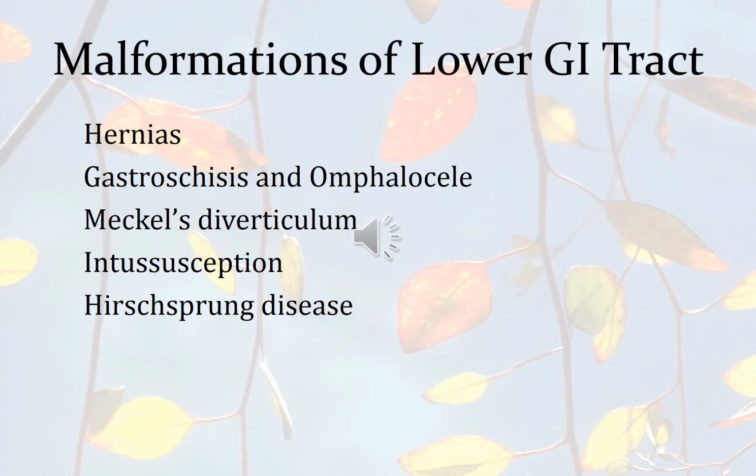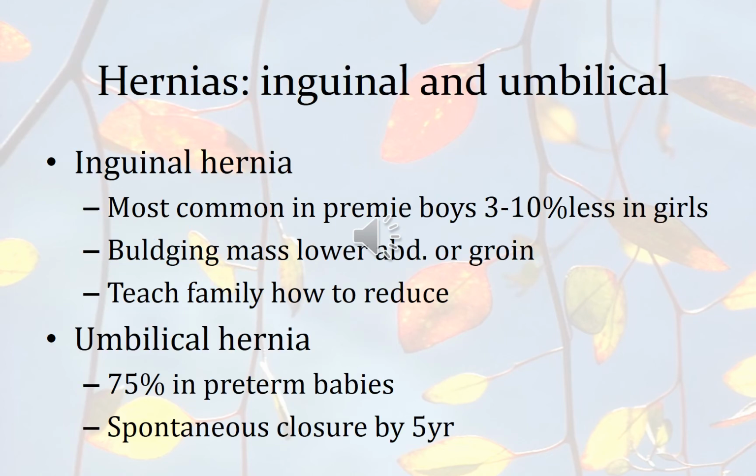So continuing to move on down, malformations of our lower GI tract that we often see in our children: hernias, gastroschisis and omphalocele, Meckel's diverticulum, intussusception, and Hirschsprung's disease. Two types of hernias that are common in our children are inguinal and umbilical hernias. With inguinal hernias, we will see a bulging mass in the lower abdominal or groin area. This will especially be evident if they are crying or straining.